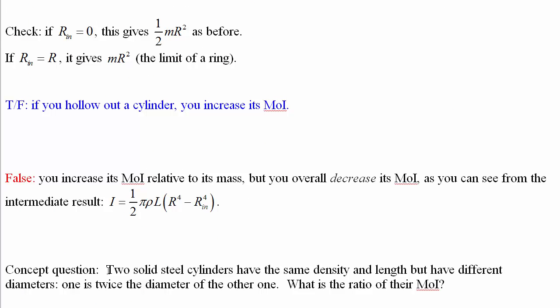So a concept question based on that kind of idea. Two solid steel cylinders have the same density and length, but have different diameters. One's twice the diameter of the other one. What's the ratio of their moments of inertia?